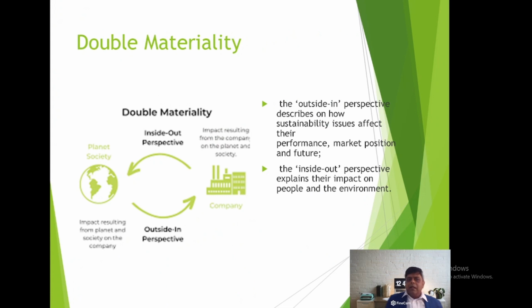Let's discuss a little further the concept of double materiality. Double materiality basically is an outside in and inside out approach. How is it outside in? That how sustainability related issues affect the performance, market position, and future of the organization. Whereas in case of inside out, it means how organizational activities are impacting the environment and people.